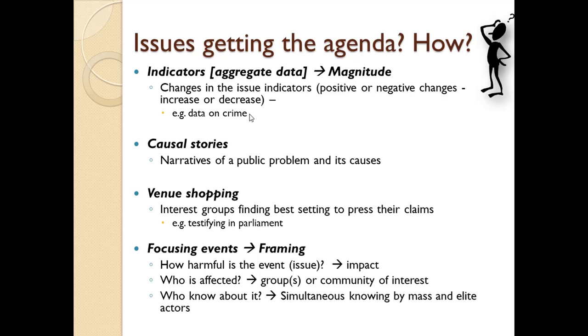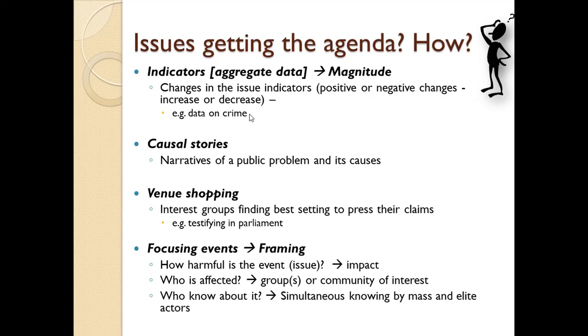Or data on domestic violence or gender-based violence could also indicate that the problem is growing and therefore requires government attention. It could also make it to the agenda because of the causal stories, the narratives of a public problem and its causes. So what is the public talking about a certain problem? Such narratives, interpretations, meanings or stories about a problem, its causes and its effects, could also lead to issues getting to the agenda.